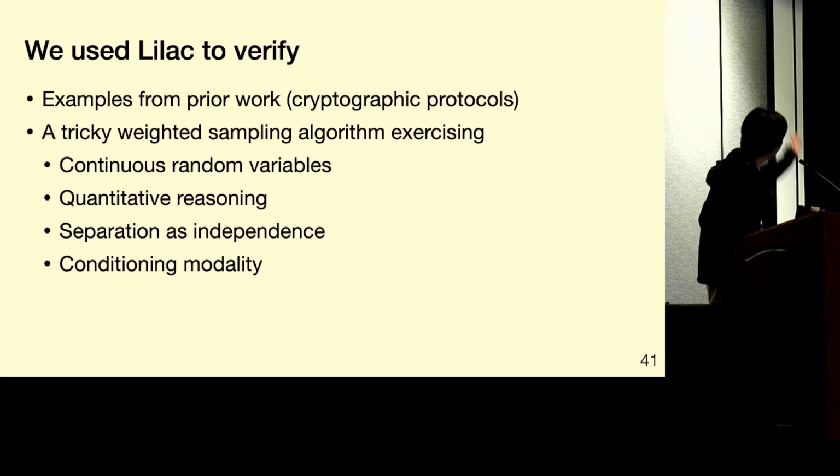So we use Lilac to verify a lot of examples from prior work, and also a tricky little weighted sampling example that exercises all of the features that I just talked about so far. It uses continuous random variables. It has a correctness specification that involves needing to compute an expectation. It needs to maintain a loop invariant that says there's an independent structure that's built up at every loop iteration. And finally, to complete the calculation, you need to condition on just the right thing, and we use the conditioning modality to get that to work.